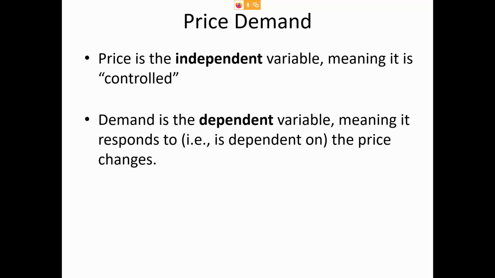Demand, on the other hand, is a dependent variable. And what that means is that it's responding to the price and changes in price. And so you can't directly, as a manufacturer, force people to buy your product. You can only entice them to purchase the thing that you're producing by setting an attractive price.